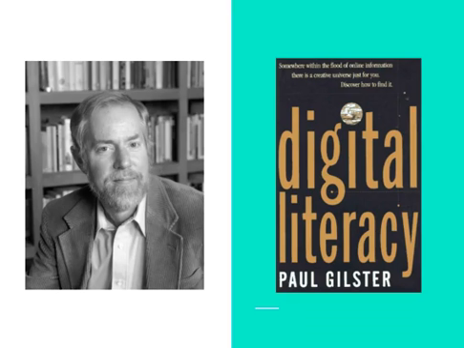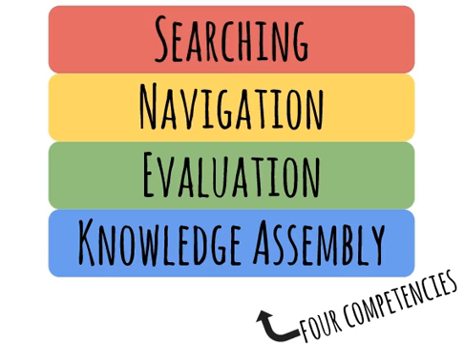Digital literacy was first defined by this guy named Paul Gilster in 1997, who wrote the book on the subject. He saw that the old concept of literacy as knowing how to read and write was not going to be enough for the digital world. So he defined a framework that included 4 competencies that he thought would be important to digital literacy: searching for information, navigating digital resources, evaluating information, and knowledge assembly, or putting it all together in a useful way.